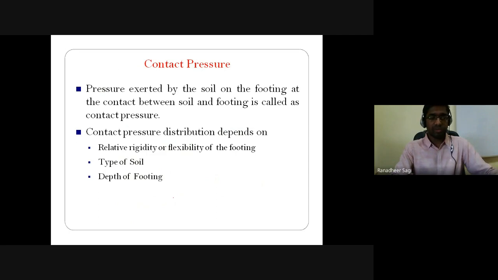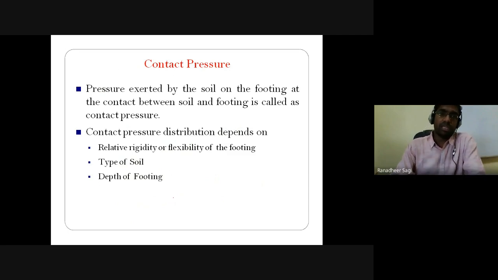So the next topic we'll get started with is contact pressure. After learning about the problematic soils that are likely to be encountered in the field, let's now continue our discussion with the next topic, which is called contact pressure and contact pressure distribution.